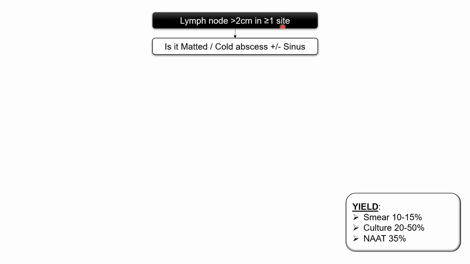So if matted is present or cold abscess is present or sinus is present, there is high chance that this is a case of tubercular lymphadenitis, because these are characteristically seen in a case of tubercular lymphadenitis. So if the answer to all of these questions or any of these questions is yes, you have to think this may be a case of tubercular lymphadenitis.